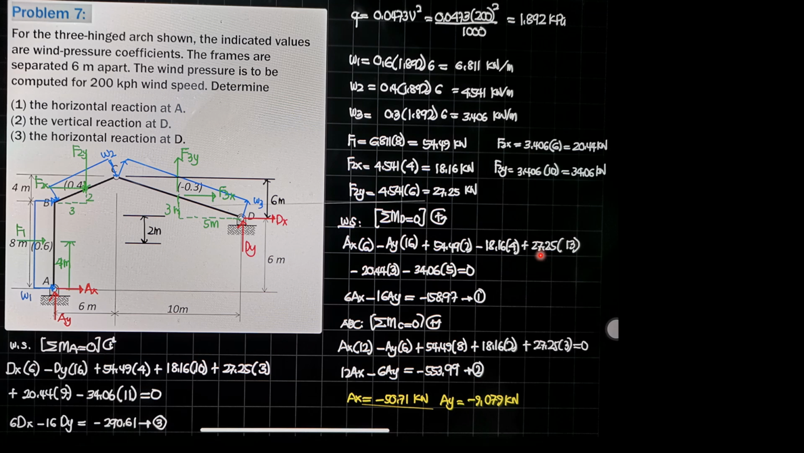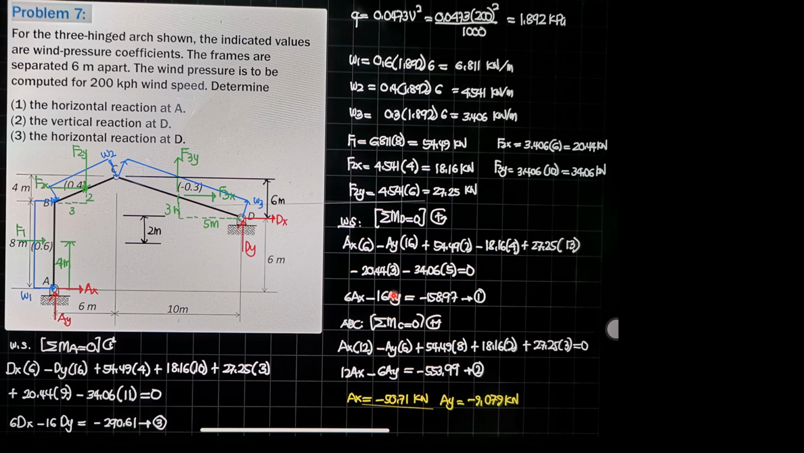So then counterclockwise plus F2Y, which is equal to 27.25. Then this is 3 meters plus 3, so 13 meters moment arm. Then minus F3X, because it is clockwise. F3X is 20.44, then moment arm 3 meters. Then minus F3Y 34.06 times moment arm 5 equals 0.